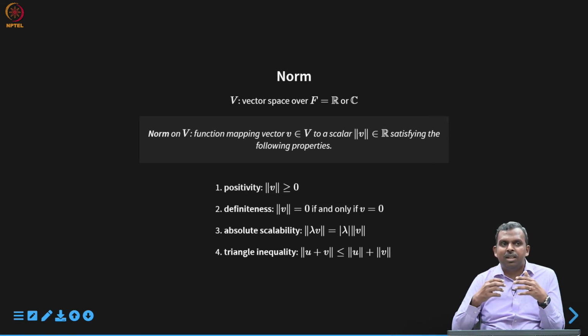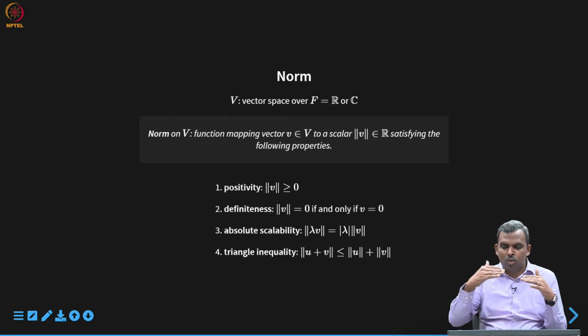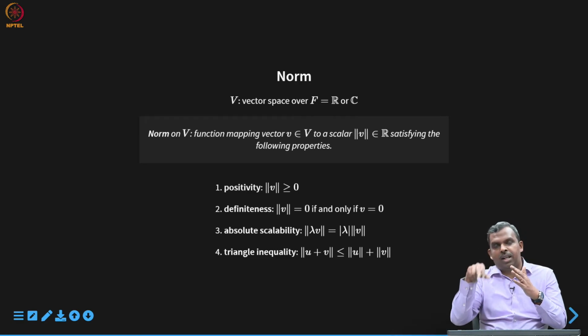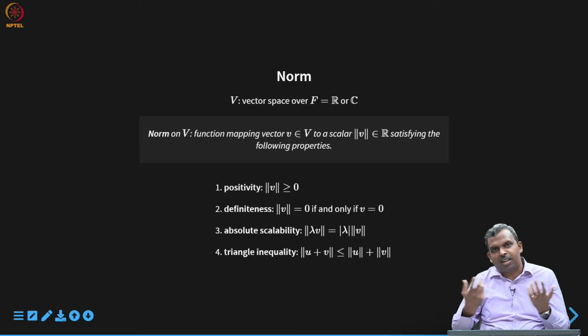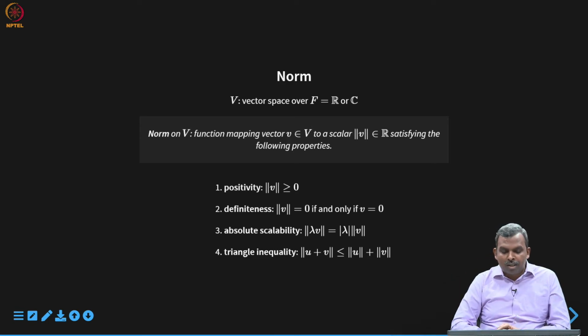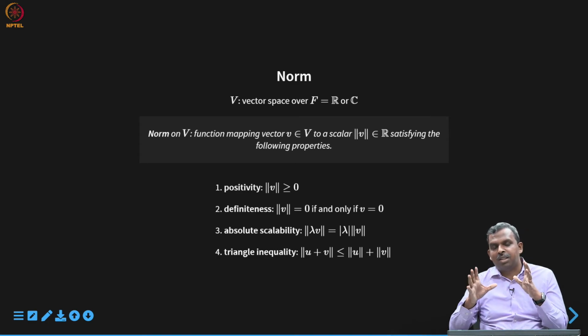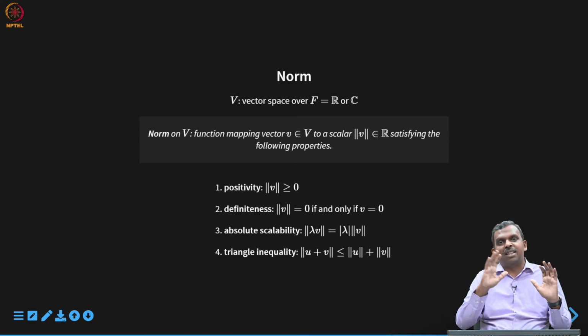Okay, so this is the familiar concept that u and v together should form a triangle, right? So u and then v and then u plus v, they should form a triangle, and if they form a triangle, then the norm of u plus v better be less than or equal to norm u plus norm v, otherwise it will not form a triangle, right? So that's something that the triangle inequality ensures in the norm. So you don't associate something with the vector which doesn't really represent a length in that sense.